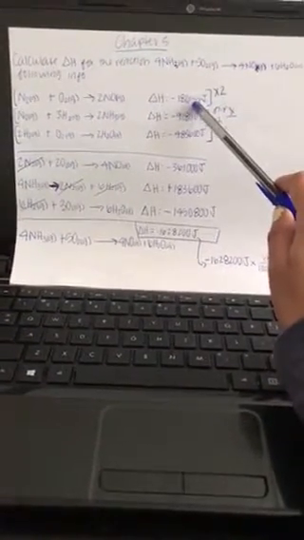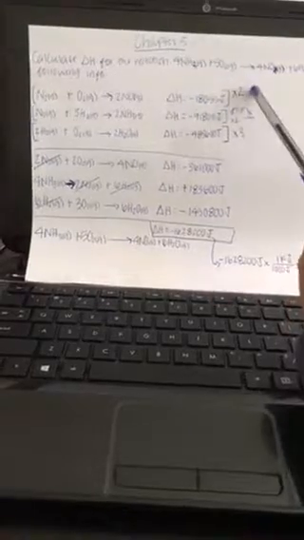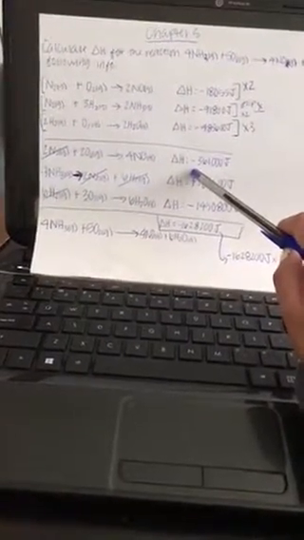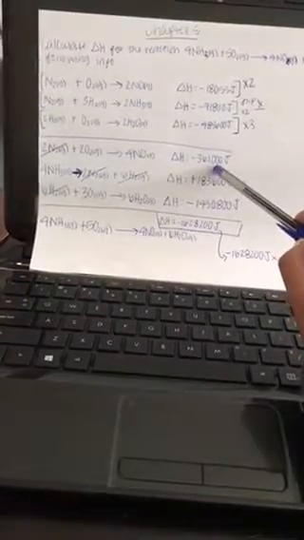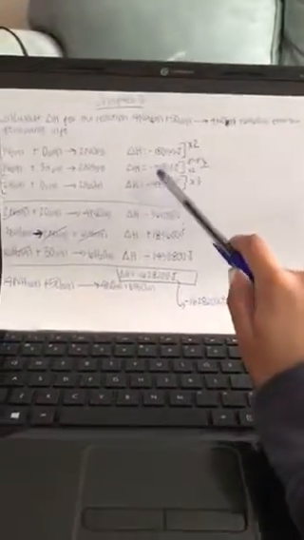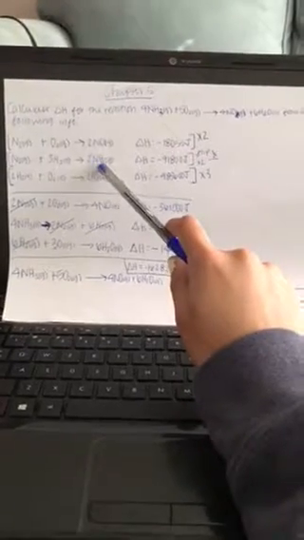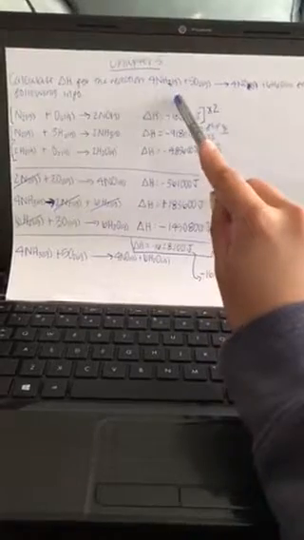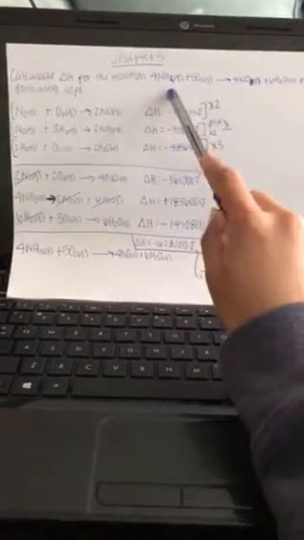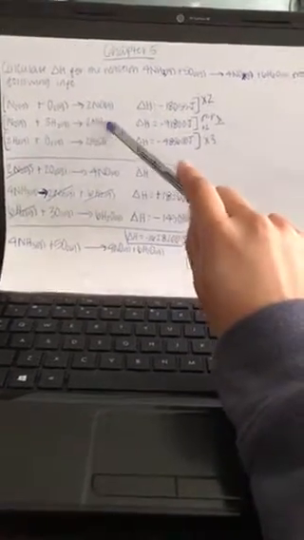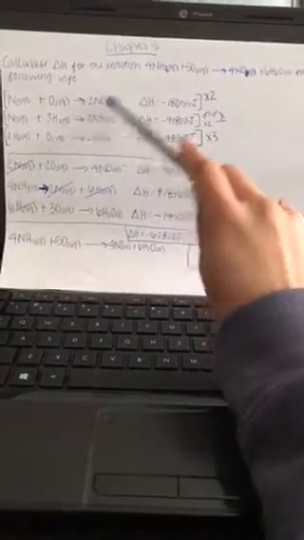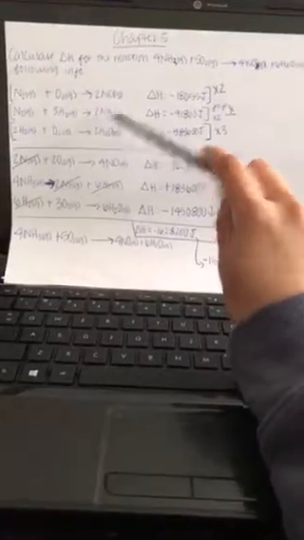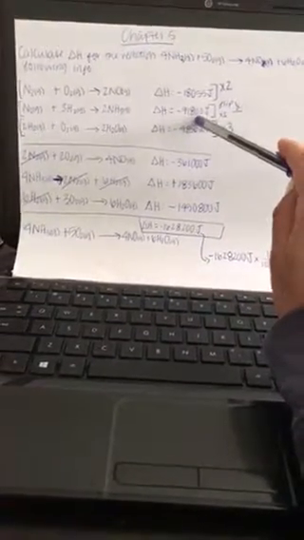So if you multiply this equation by 2, you get 2N2 plus 2O2 will yield 4NO, and then if you multiply the delta H by 2, you get this. And then we do the same thing for the next equation, see if there's anything in common, and we see there's an NH3 here on the product side, but there's an NH3 on the reactant side. So we know we need to flip this equation, and we also know there's a 2 right here and a 4 right there, so we need to multiply this by 2. So you flip it and you multiply it by 2, and then you do the same thing for the delta H.